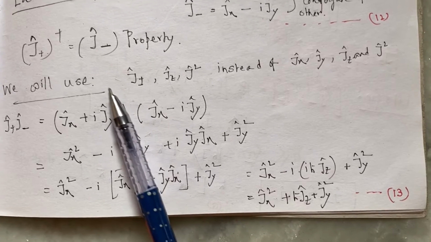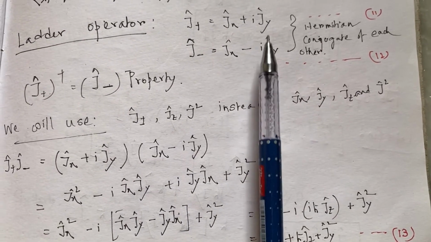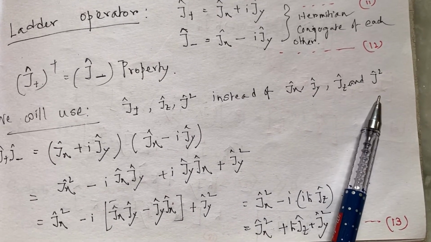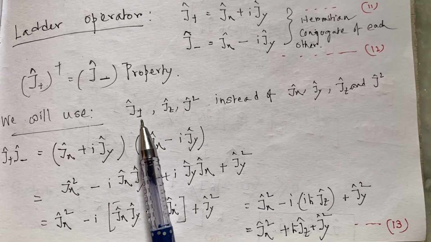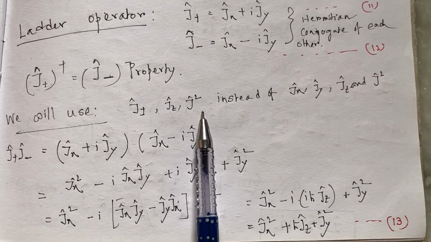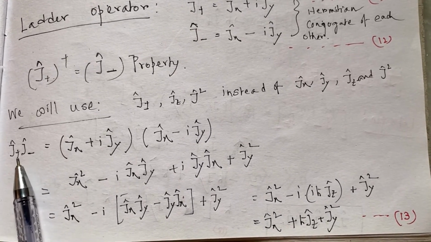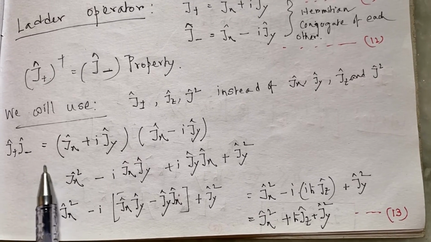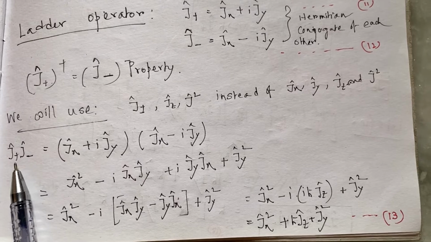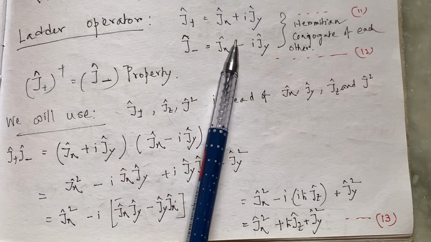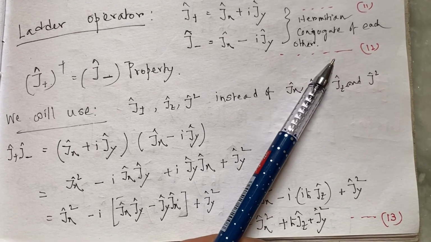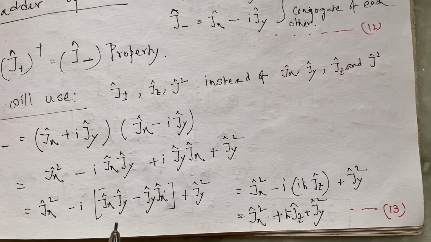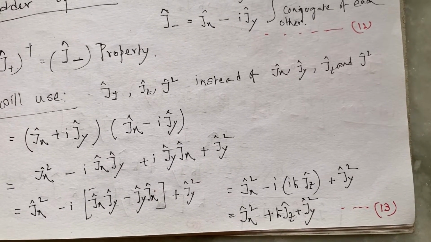Now I will use J plus minus because this will contain Jx and Jy both, instead of Jx, Jy, Jz and J square. So I will use J plus minus, Jz and J square. Now let me find J plus J minus. What is J plus J minus? I need to find this value. So in the place of J plus, I will put equation 11, and I will also use equation 12 here for J minus, and this is the normal algebra I have made.